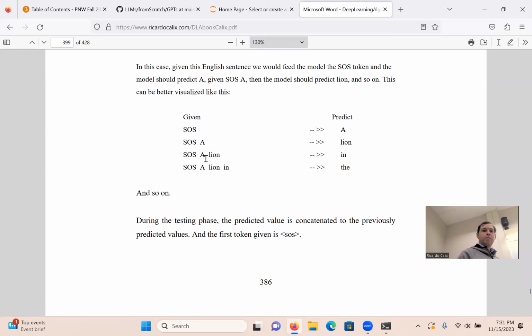And then lion becomes part of the input, so it's SOS, a lion, predicts in. So SOS, a lion, in the, and so on. Okay, so this is an example of what I was saying with the decoder part. Not during training, because during training you just give it the sentence shifted and masked, right? But once it's predicting, this is the behavior that it should have.